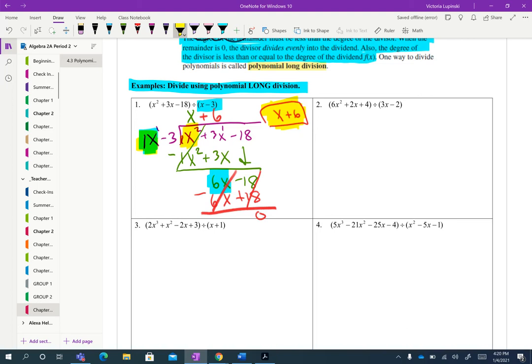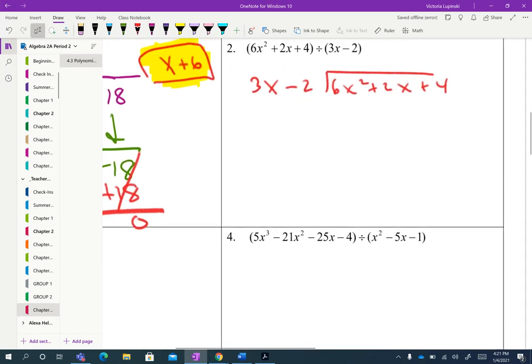So take a look at number 2. Again, the first set of parentheses represents the dividend. The second parentheses represents the divisor. I'm going to go ahead and write that. So 3x minus 2 on the outside, 6x squared plus 2x plus 4 underneath. Go ahead and make that a little bit bigger.